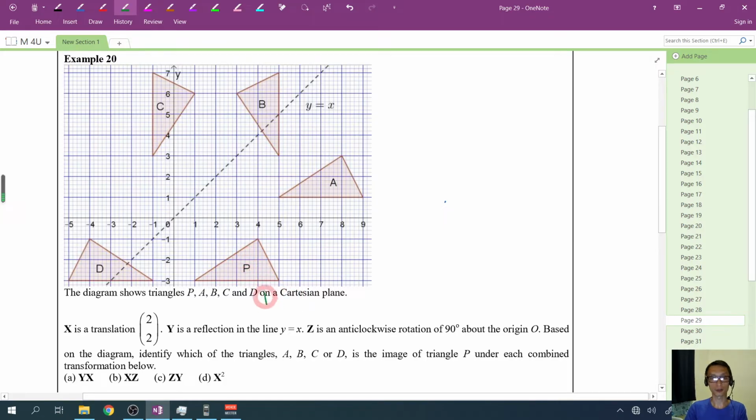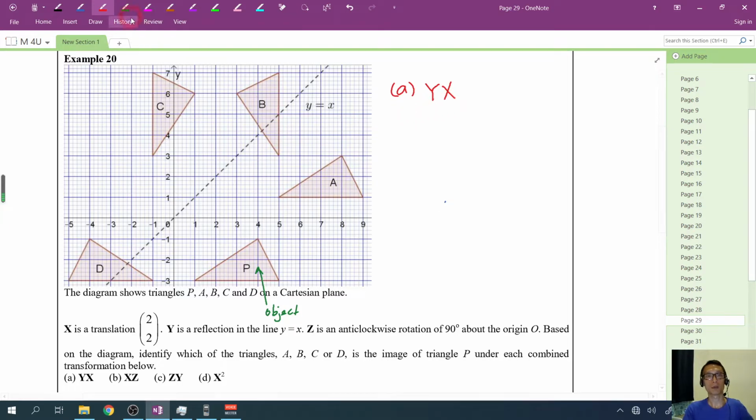This is the object under each combined transformation below. So we have a few combined transformations over here. Let's try part A first, YX. We are going to determine the image of this object under this combined transformation YX.